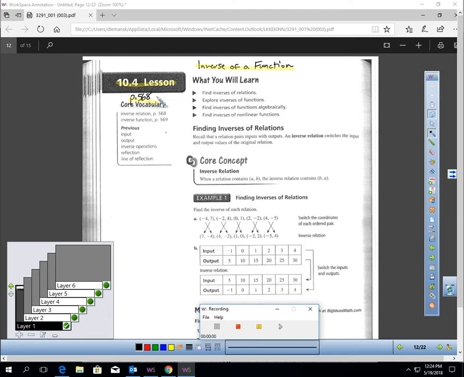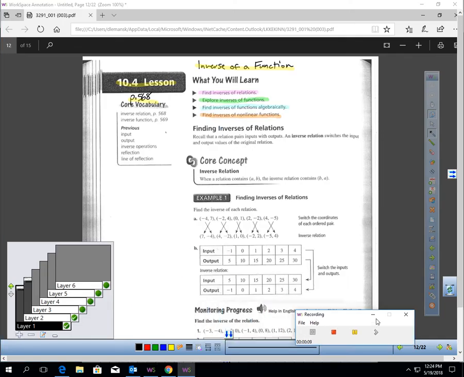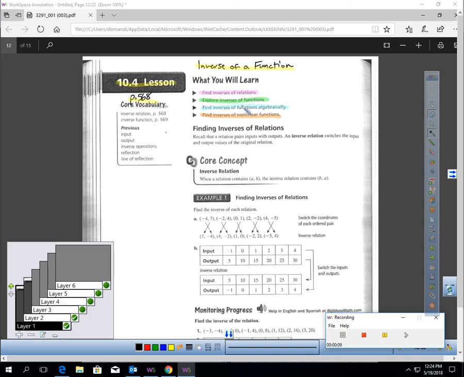Lesson 10.4, page 568, inverse of a function. In this lesson, you will learn how to find the inverse of a relation. You will explore inverses of functions. You will find inverses of functions algebraically. Remember, algebraically means by showing work. And then find inverses of nonlinear functions.